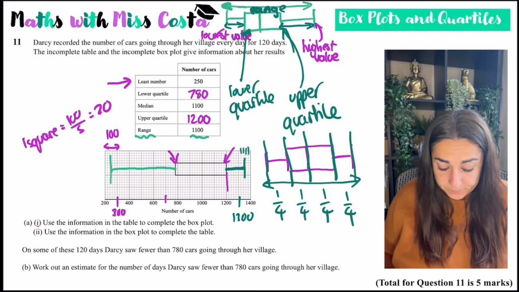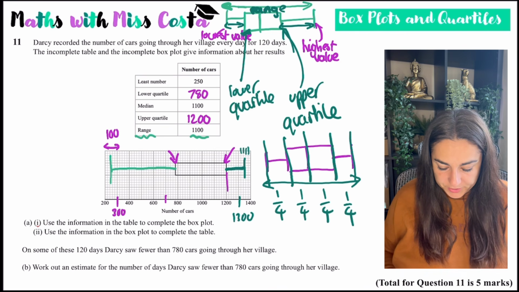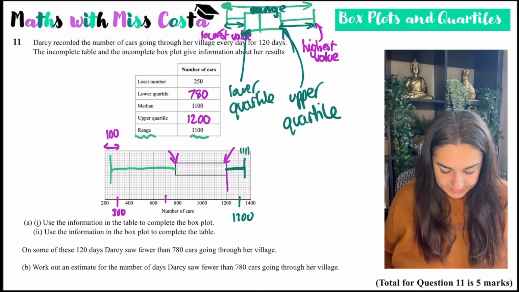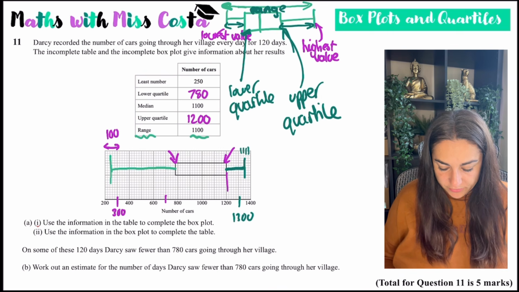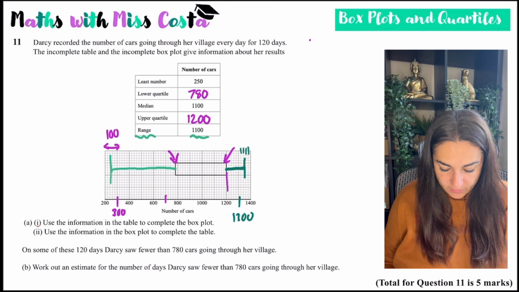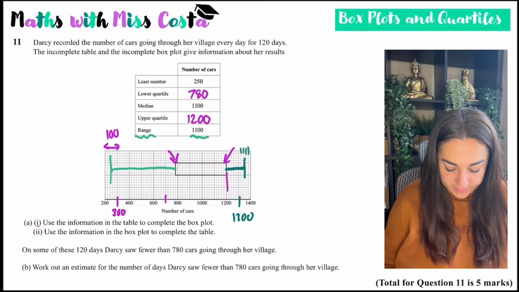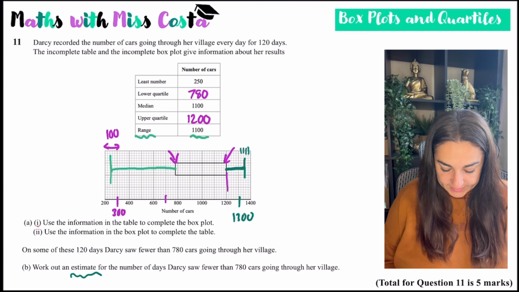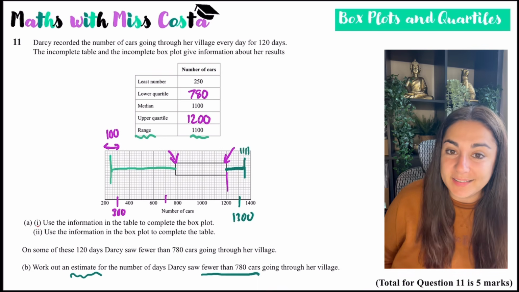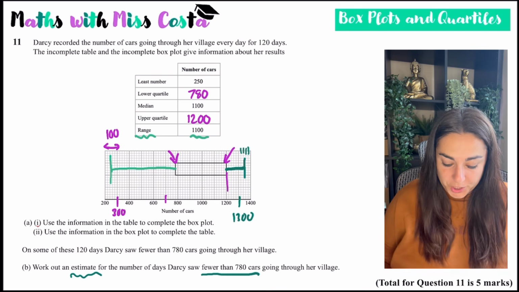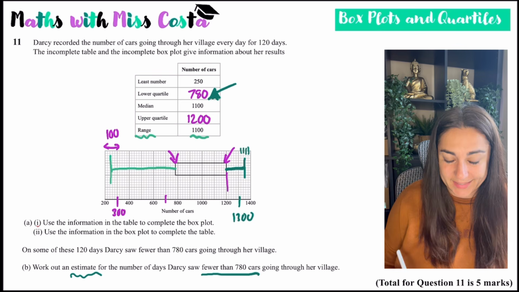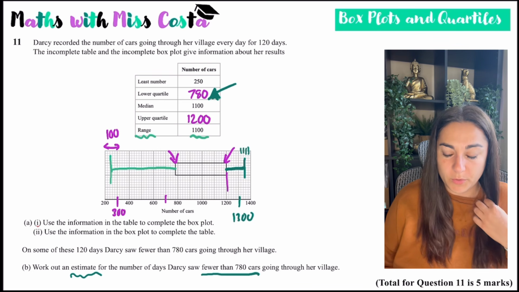Now, the next part of the question tells me that on some of these days, Darcy saw fewer than 780 cars going through her village. And I need to work out an estimate for the number of days that Darcy saw fewer than 780 cars going through her village. Now, this could seem like it's something very difficult, but what we have to bear in mind is that 780 also matches exactly with the value of the lower quartile.